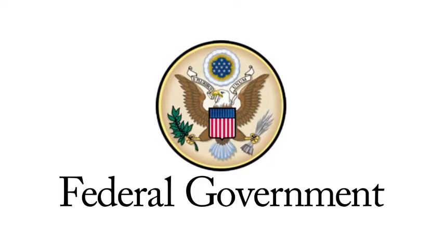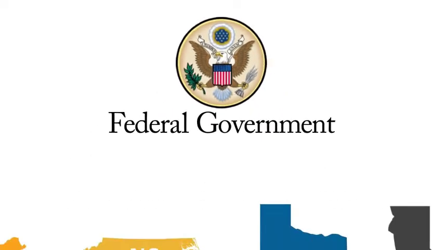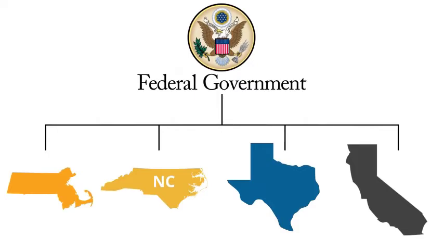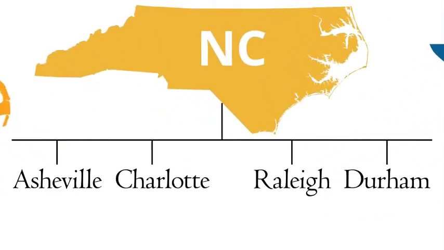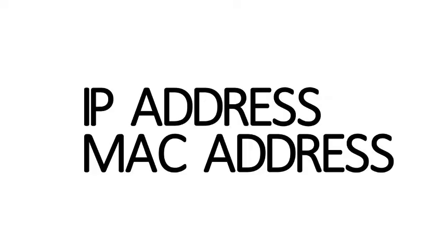The federal government manages everything in the country and allocates resources to state governments so that they can handle more local issues. State governments have town governments beneath them, and the town governments serve the businesses and residents of that town directly. So that wraps up internet service providers, and this leads perfectly into IP addresses and MAC addresses.